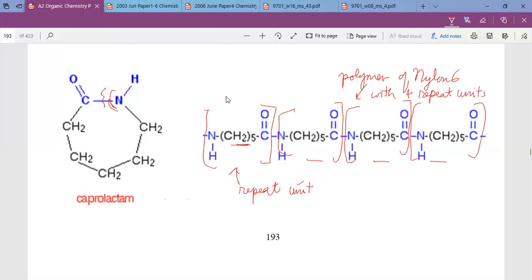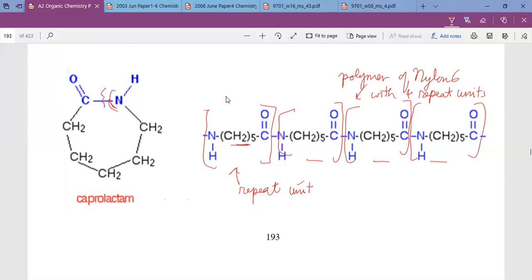Okay, I think I should have a caprolactam question here. I hope I got it right. Sometimes I'm thinking of a time, you know. Monomer, never mind.